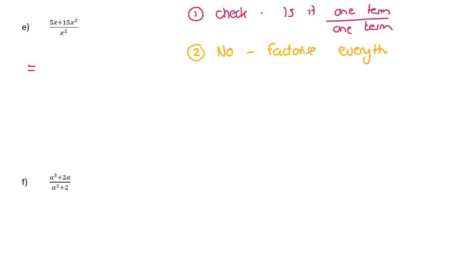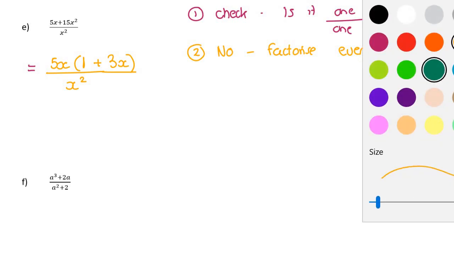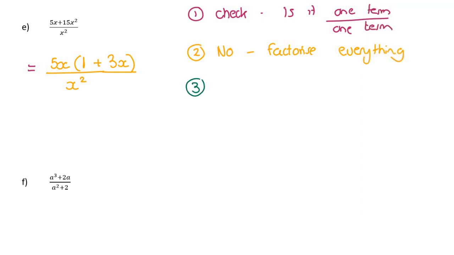Then you can cancel. So in this question, my x squared at the bottom doesn't need to factorize, it's one term, but at the top, I'm going to take out a highest common factor of 5x, which means 5x times 1 will give itself back, plus 3x. So once you have one term over one term, you can now cancel anything. Well, I say anything, but you know what I mean. You can't cancel brackets unless they're identical, but anything that's identical you can cancel.